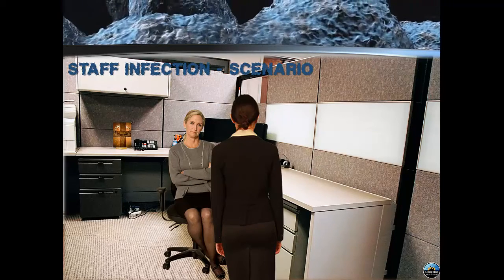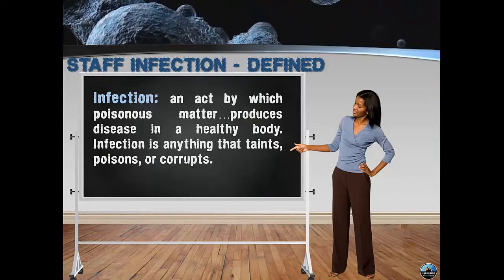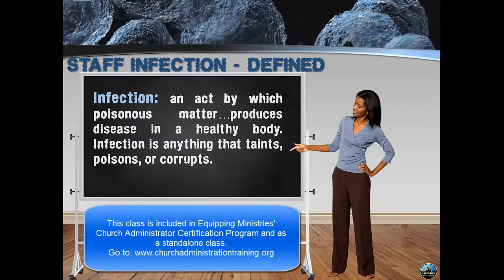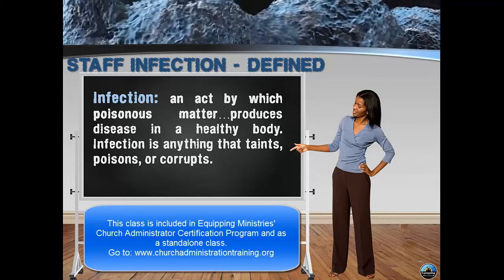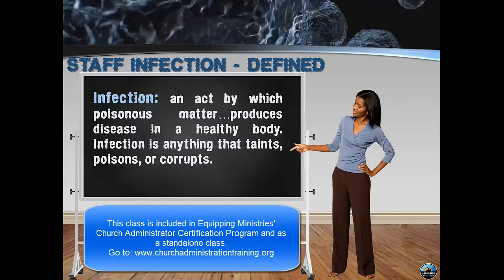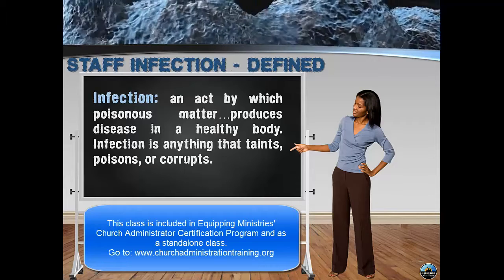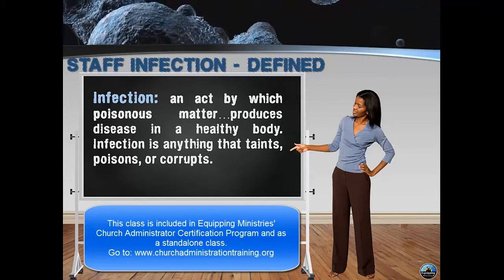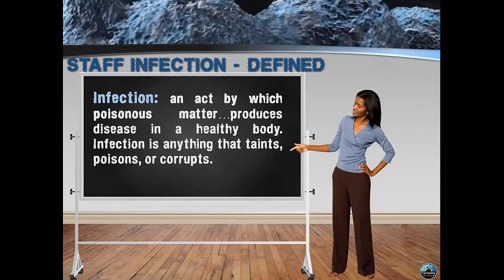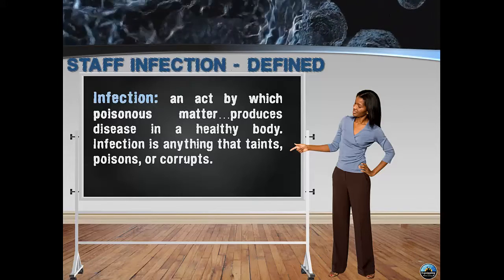Noah Webster defines infection as an act by which poisonous matter produces disease in a healthy body. Infection is anything that taints, poisons, or corrupts. And an infection can cause a healthy church to quickly become toxic, full of chaos, confusion, and division. A staph infection can be deadly to the health of not only your church office, but your church.